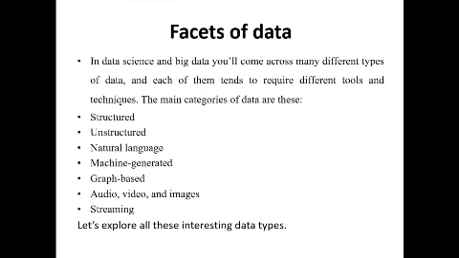Facets of data. In data science and big data you'll come across many different types of data, and each of them tends to require different tools and techniques. The main categories of data are these: structured, unstructured, natural language, machine-generated, graph-based, audio, video, and images, streaming. Let's explore all these interesting data types.